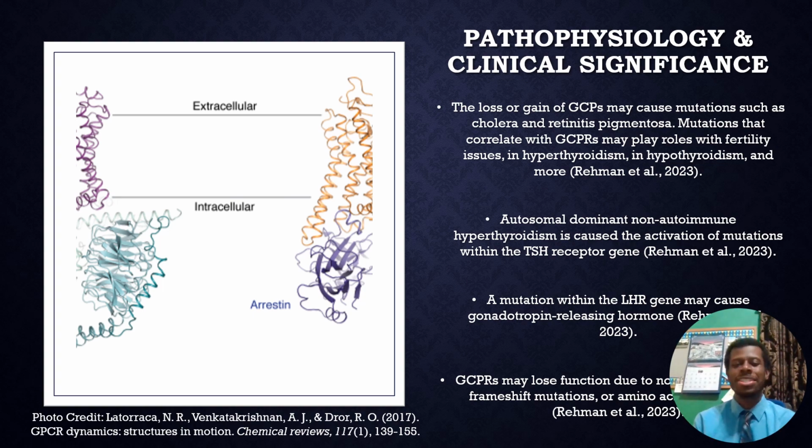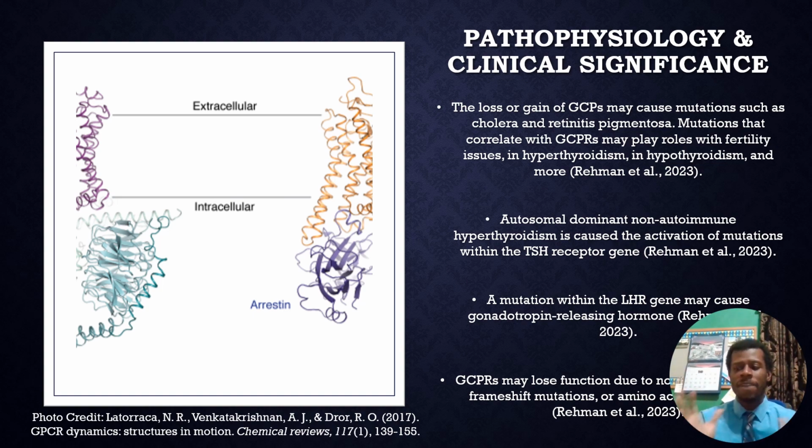We're going to note at this time that over 30 human diseases and syndromes have been associated with the gain or loss of GPCRs, and they may cause a mutation. Diseases such as autosomal dominant non-autoimmune hyperthyroidism are caused by activating mutations within the TSH receptor gene. We're also going to note that a gain-of-function mutation in the LHR has been identified to cause a gonadotropin releasing hormone issue in many GPCRs.